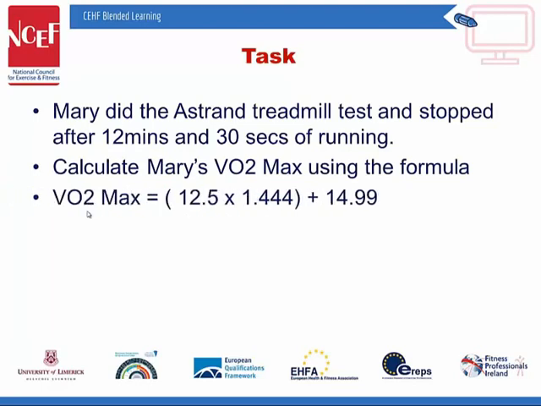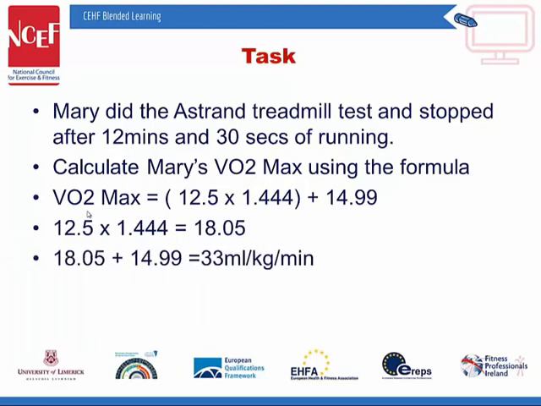So we're going to calculate using the formula again. 12 minutes and 30 seconds, that's 12.5 minutes, so 12.5 multiplied by 1.444 first gives us 18.05, and the last thing we do is add on 14.99. The answer is 33 millilitres per kilogram per minute of exercise. That's Mary's VO2 max, and again check the standards and give feedback to Mary.